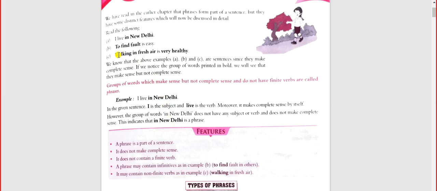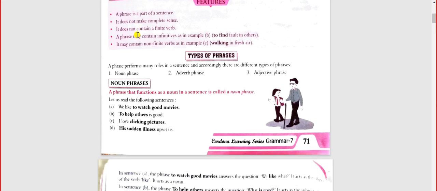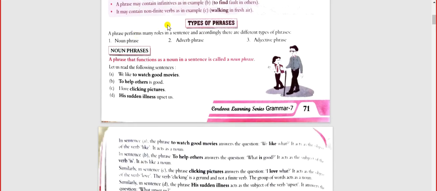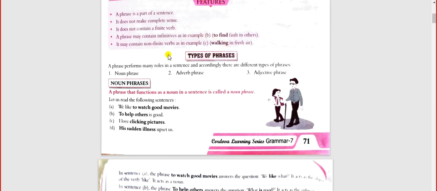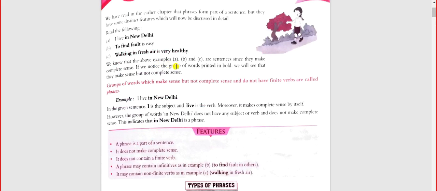So in this sentence, walking is a gerund. When ing is added to the first form of the verb walk, it becomes walking, which is itself a gerund, right? So here it is a non-finite verb. So the same, it says that walking in fresh air, so non-finite verbs can also come.